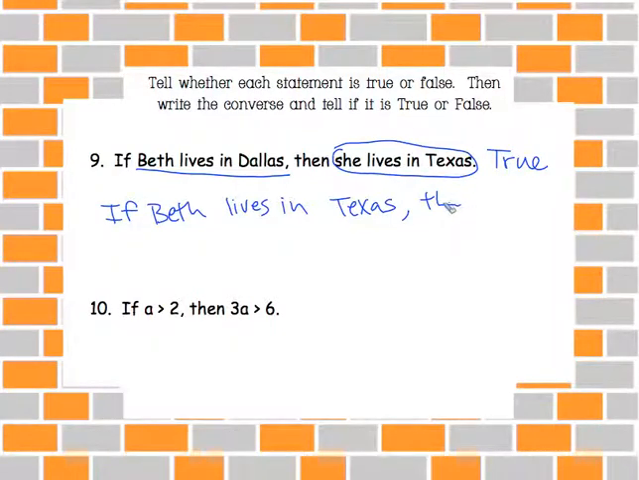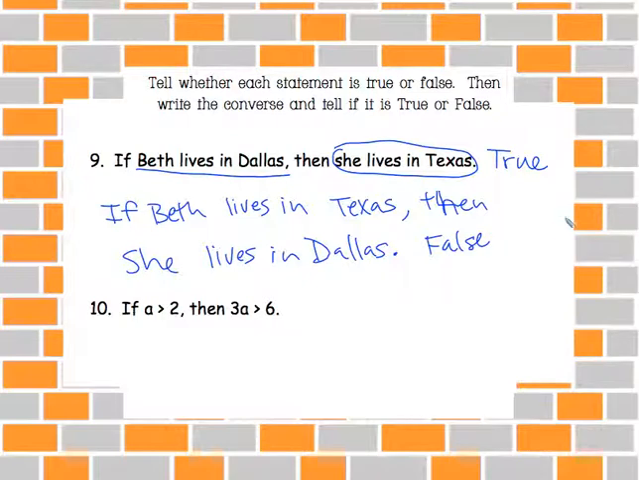then she lives in Dallas. And this part is false. So a good counterexample to that would be that she could live in Austin or Salina or anything other than Dallas, but it does have to be something in Texas.